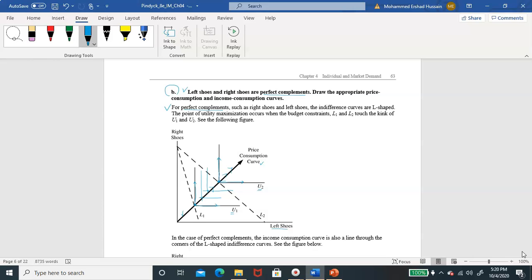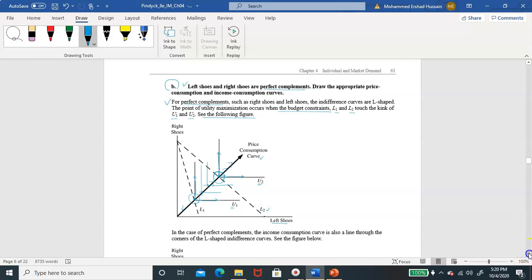So for perfect complements such as right shoes and left shoes, the indifference curves are L-shaped. The point of utility maximization occurs when the budget constraints L1 and L2 touch the kink of U1 and U2. See the following figure. See, so this is the budget line, and it is touching U1 at that point. So that is one equilibrium. Alternately, this can be another budget line, the dash line L2, and L2 is tangent to U2 only at that kink. See, only at that kink. This is a unique situation.